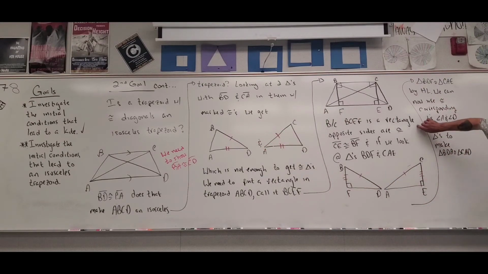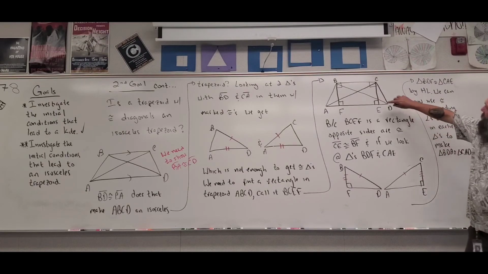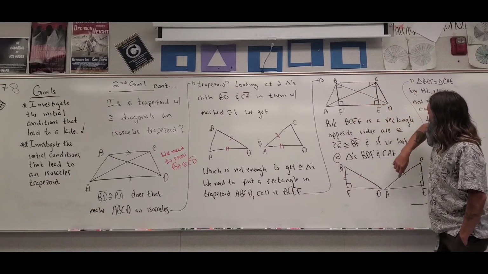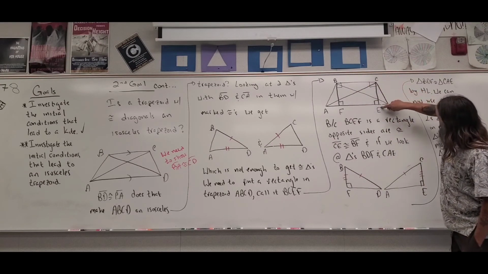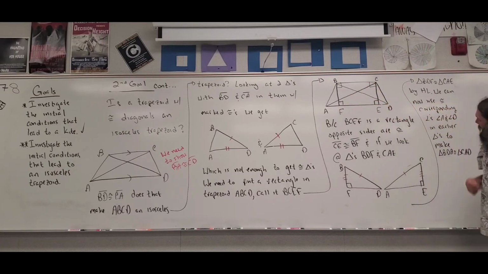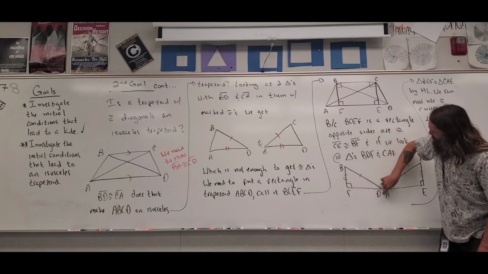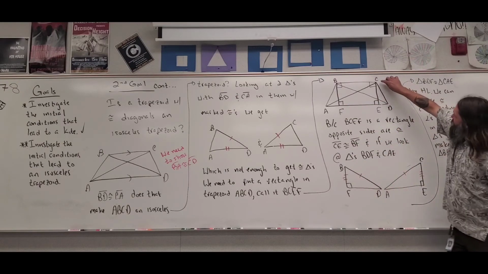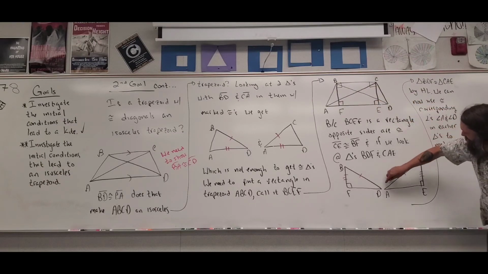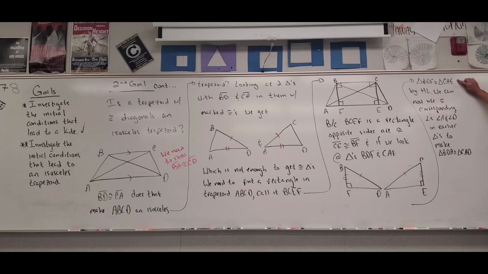All right, because BCEF is a rectangle, opposite sides are congruent. So CE will be congruent to BF. And if we look at triangles BDF and CAE, we can say that triangle BDF and triangle CAE are congruent by hypotenuse leg, right? I have a pair of hypotenuses that are congruent and a pair of legs that are congruent. So we have congruent triangles.